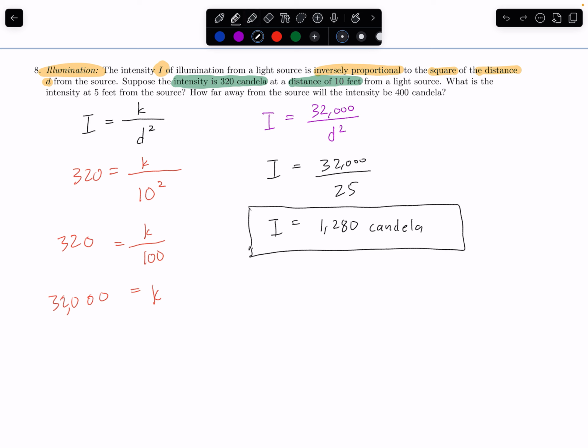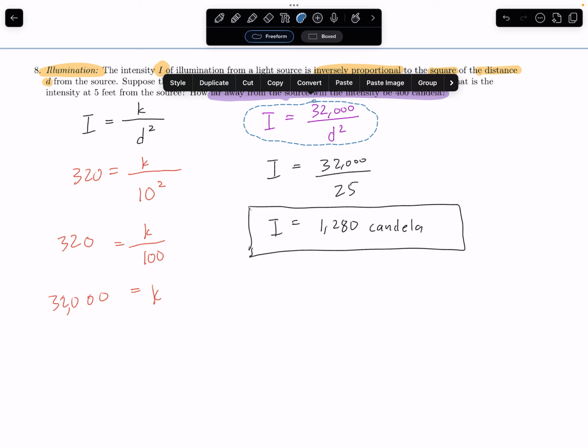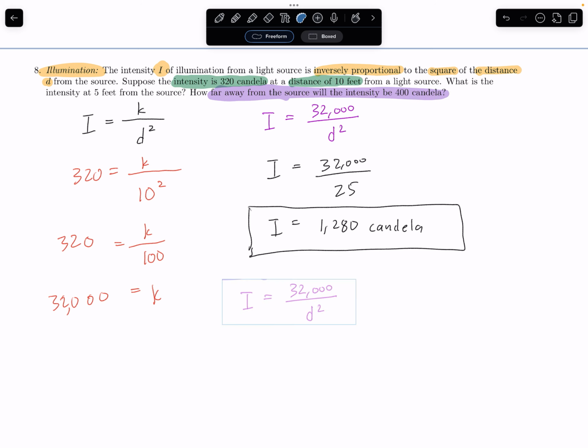Okay, next question is a follow-up question, which is, how far from the light source will intensity be 400 candela? Okay, so we're going to take our same equation from before. I is equal to 32,000 divided by d squared. Right here, yeah. And now we're going to input the new information. New information is that the intensity should be 400 candela. So that's the I part, right?